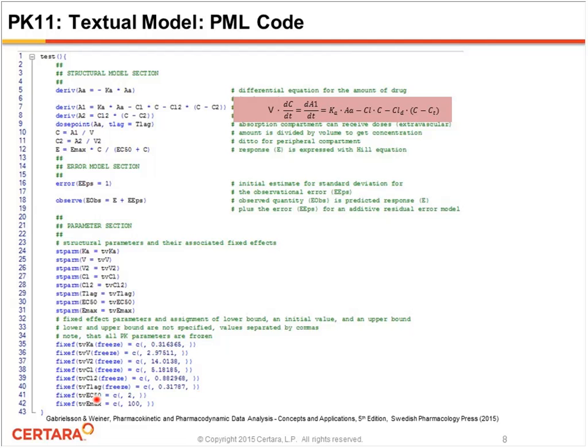For the PKPD part, we only let these 2 PD parameters be estimated, EC50 and Emax, and here we have the initial estimates set to 2 and 100. So that's the actual textual code.